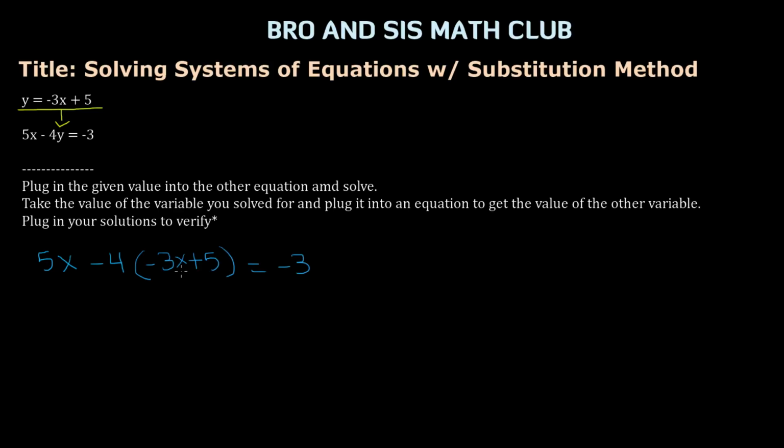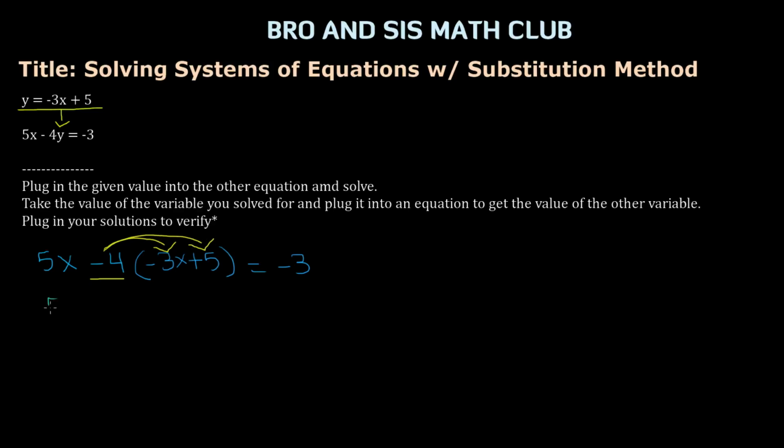As you can see, what I did here is put the stuff that I plugged in, which was negative 3x plus 5, in parentheses. It's really important to do that because if you don't, then you're going to get the wrong answer. So whenever you're plugging in a value, you need to make sure you're doing it in parentheses. The very first step we need to do is distribute this negative 4 to our negative 3x plus 5. Let's draw arrows to make it easier.